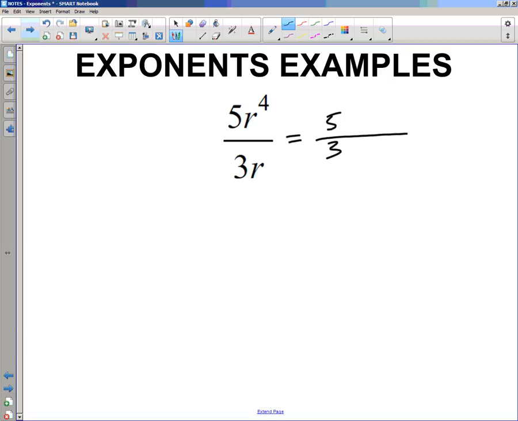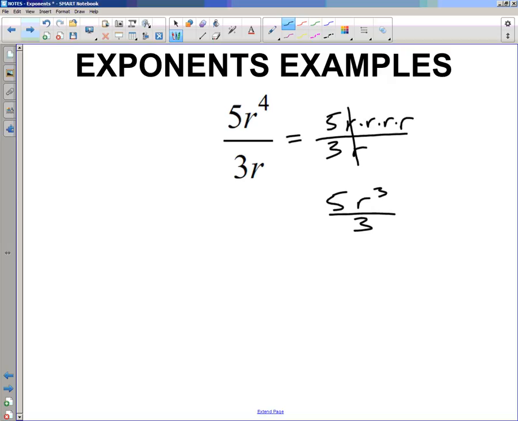We've got r to the 4th over r. Now, r to the 4th is really r times r times r times r. And we've got a single r on the bottom. Normally, I wouldn't write this out. I just kind of envision this in my head. But you can see that if I were to cancel these two r's, we would be left with 3 r's on the top. That's 5r to the 3rd power. And there are no r's left over on the bottom. It would just be a 3.